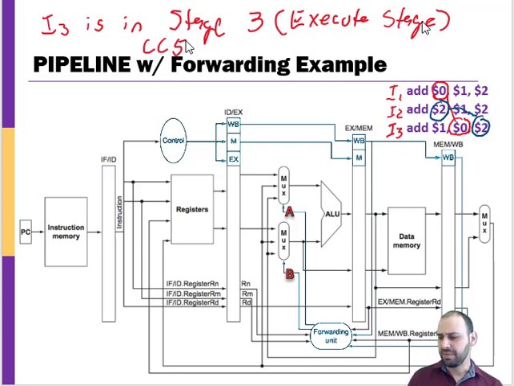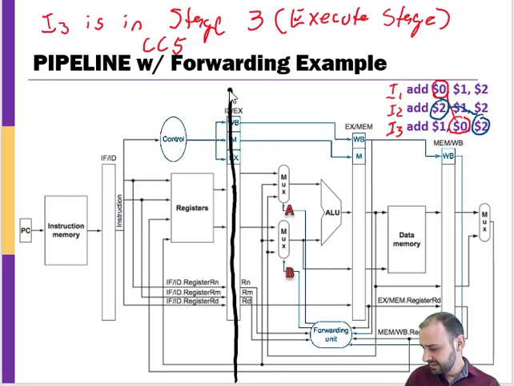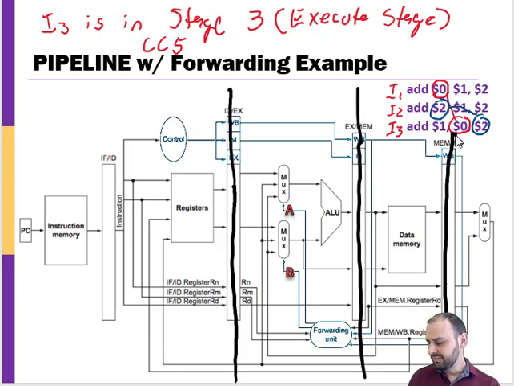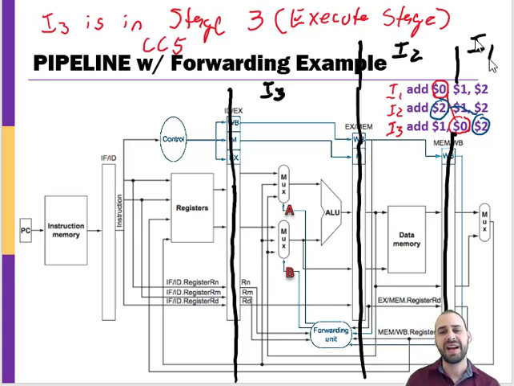One of the things I want to point out is that at clock cycle 5, if we slice up the stages here, we're going to have instruction 3 in the execute stage, instruction 2 in the mem stage, and instruction 1 in the write back stage.